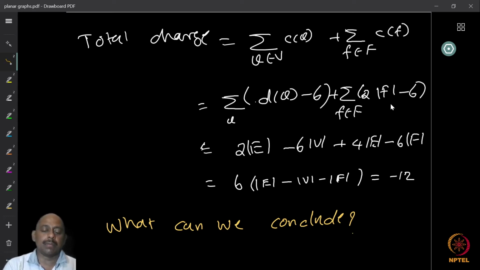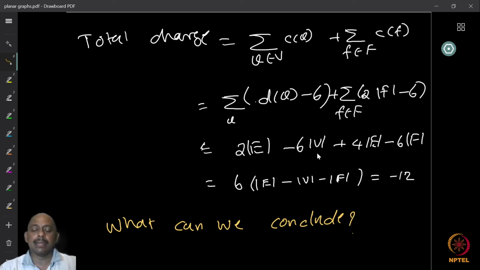But now, what is the summation over all the vertices of degree of V? This was one of the earlier results that we studied in graph theory: the sum of the degrees is twice the number of edges. So the first term will give you twice the number of edges, 2e. Now, we are subtracting 6 as a constant for every vertex. There are exactly cardinality V many vertices, so therefore minus 6V.